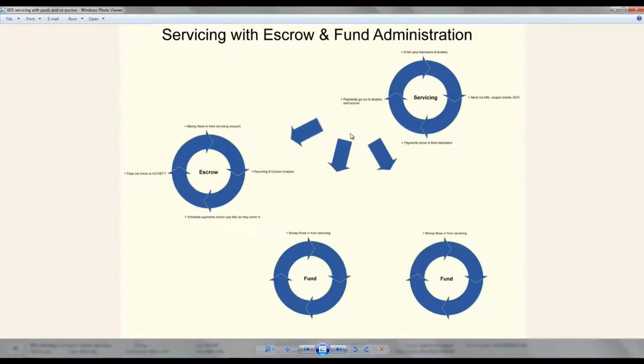Here we have a scenario or a diagram for, so we're still servicing loans. This area right here is what we were looking at previously. But now we have a couple of funds, and the funds are lenders. That's what a fund is. A fund is a lender. We're gonna do this up here. We're gonna put our loans in. We're gonna send out bills, coupon book, ACH. The money's gonna come in.